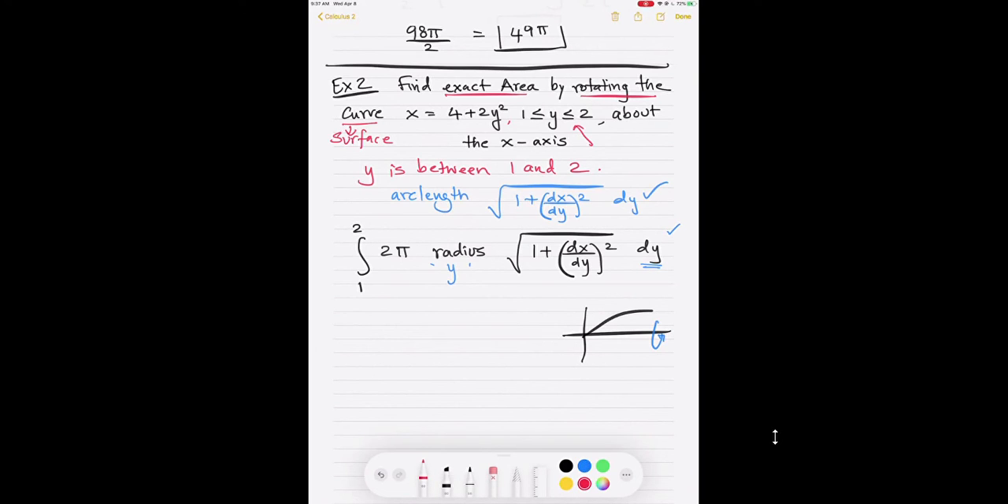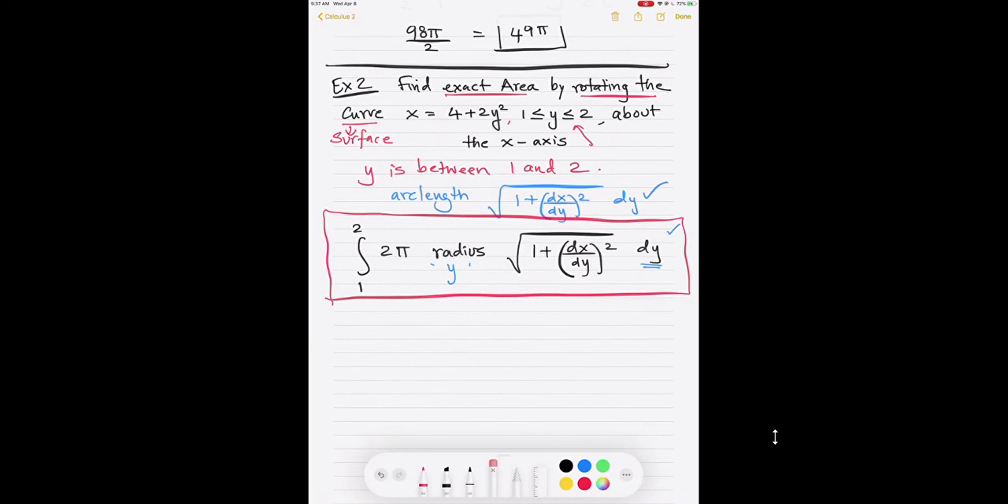So I'm going to box this again. And I'm just going to start this one. This one is not going to be so bad. And look how easy it sort of becomes. So now you're saying, okay, x equals 4 plus 2y squared. So dx over dy is just going to be 4y, right? So dx over dy squared is just going to be 16y squared. So dx over dy squared plus 1 is just going to be the square root of 1 plus 16y squared.